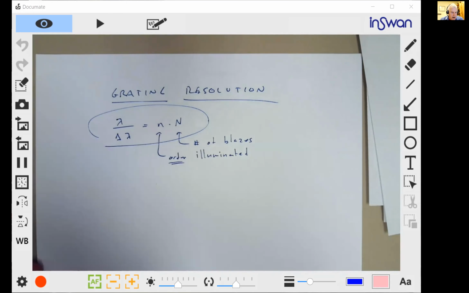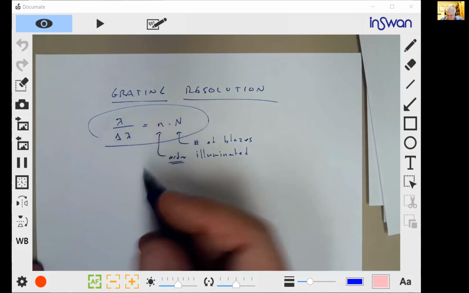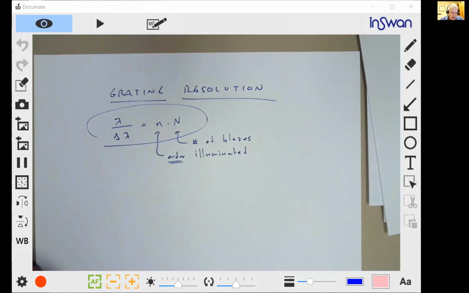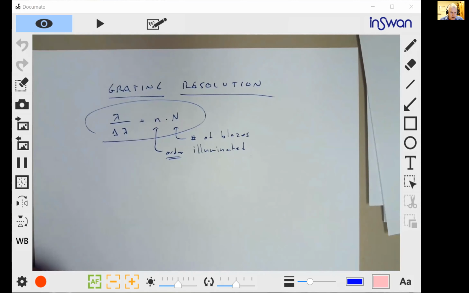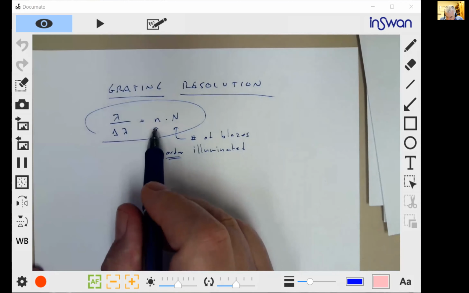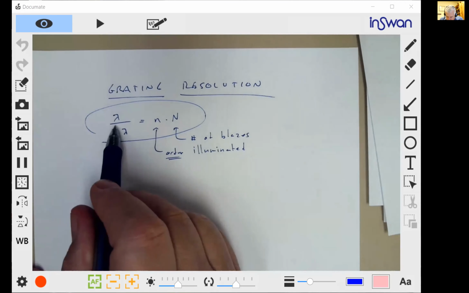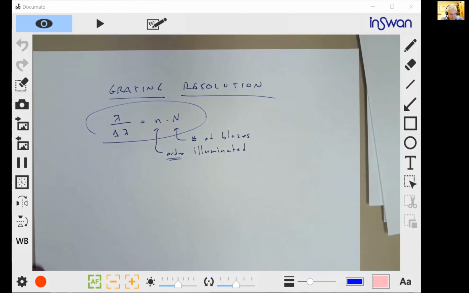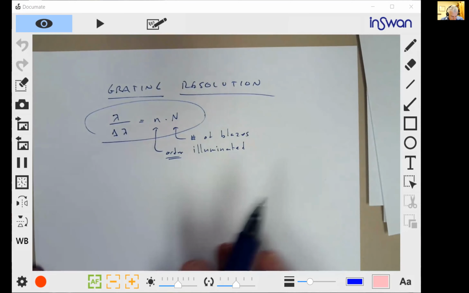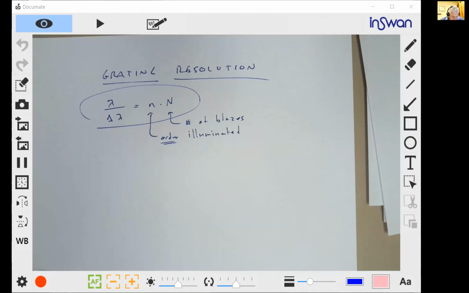And it's funny because this also suggests that in higher order you can get higher resolution, and that's true. Although there's always a problem called order overlap. So if you want to work in order 2, then you have to deal with half the wavelength light showing up at the same angle. So if you have a long pass filter, then you can do that because you'll cut out the shorter wavelengths.